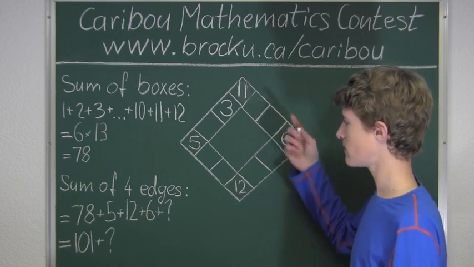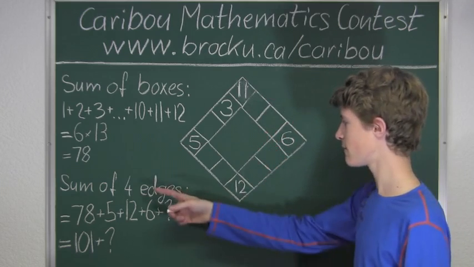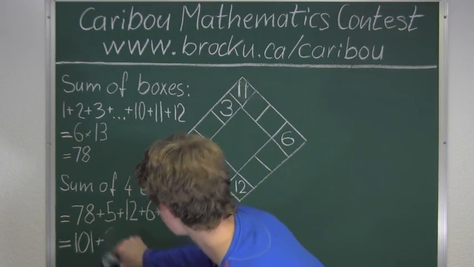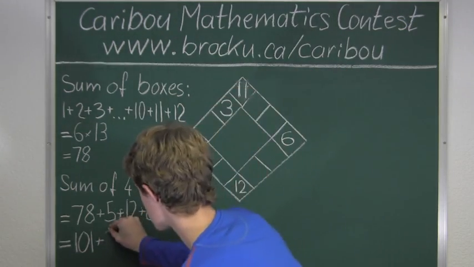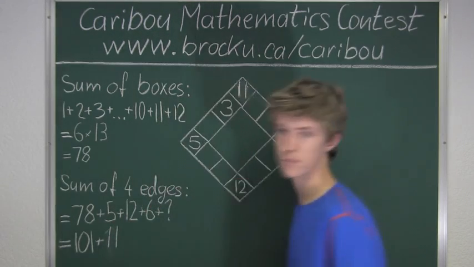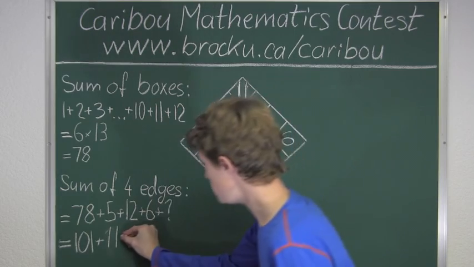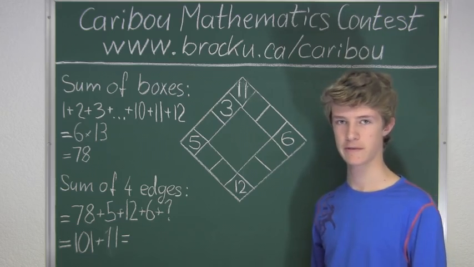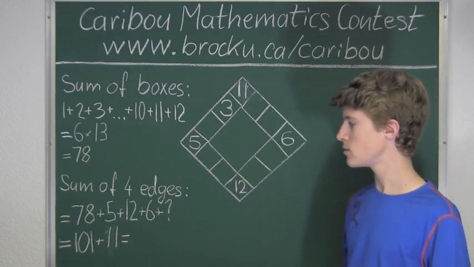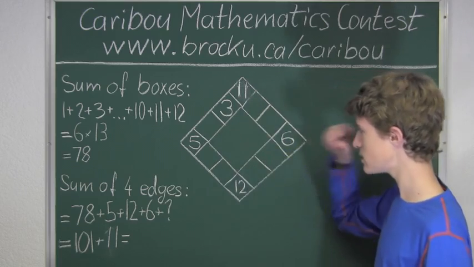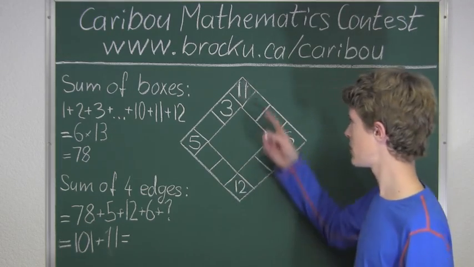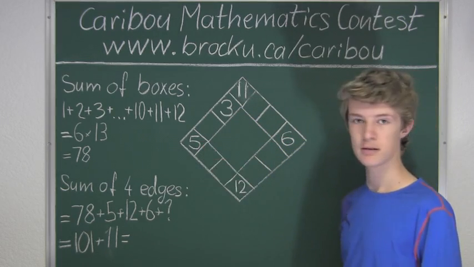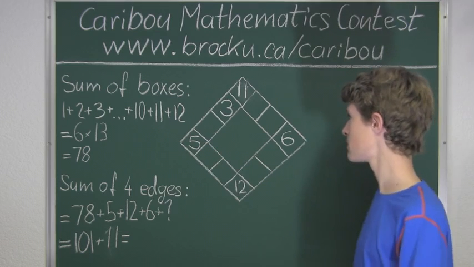So we know that the number in this corner must be 11. So now we would have 112. So the sum of the 4 edges is 112. So now we would do 112 divided by 4 because 4 edges, which is 28. So the total of each edge is 28. So we would have 11 plus 3 is 14, plus 5 is 19. So 28 minus 19 is 9.